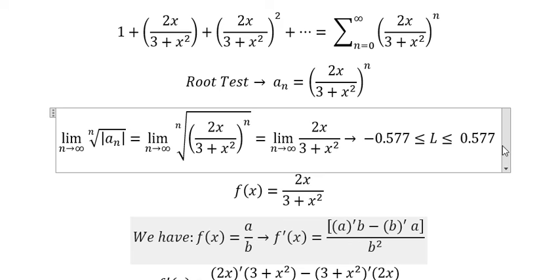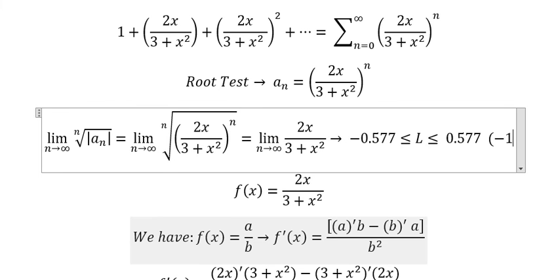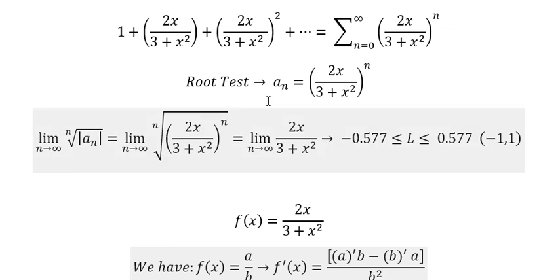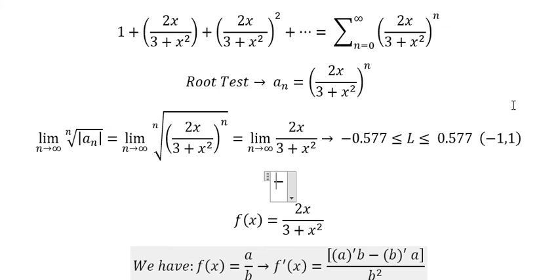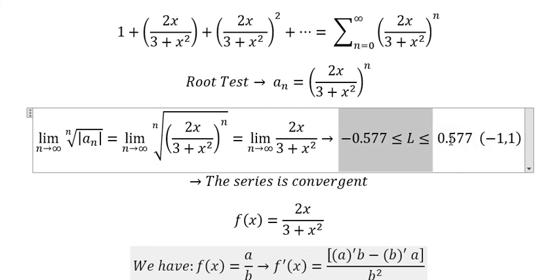So because this one is within the range from negative 1 to positive 1, that means the series is convergent, because the range of this one is between like this.